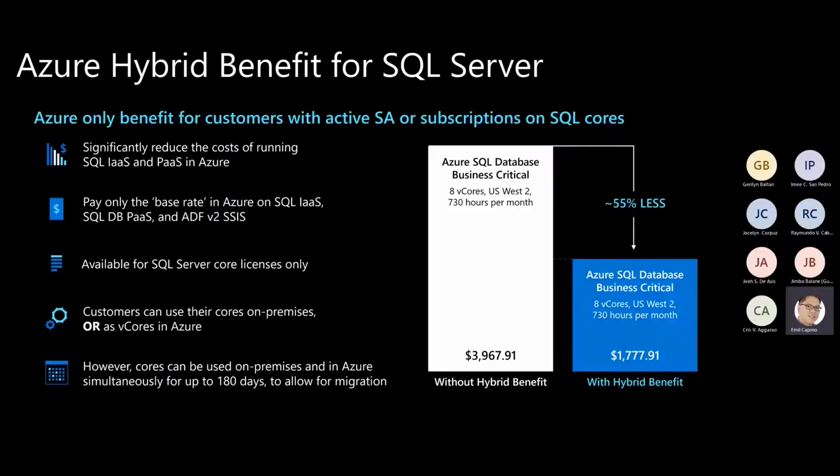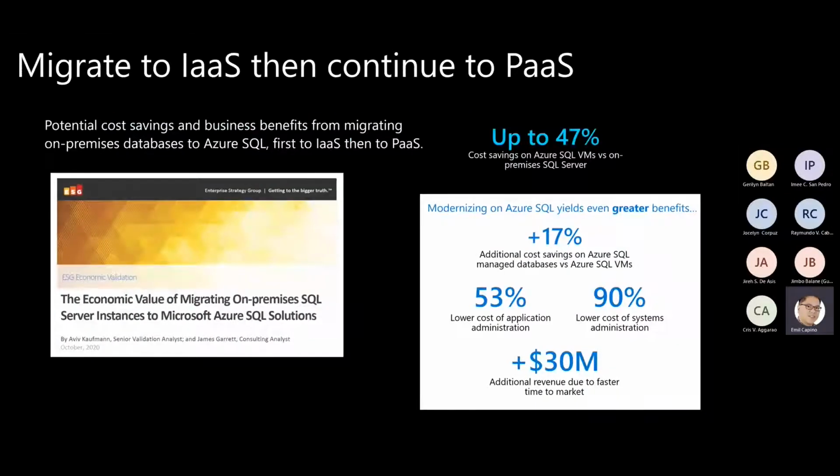There's also a study done by the Enterprise Strategy Group that validates the savings. So when you decide to migrate to Azure, you can first decide on migrating via SQL Server on virtual machines, or via IaaS. And then later on, you can move to a PaaS environment to gain additional savings.